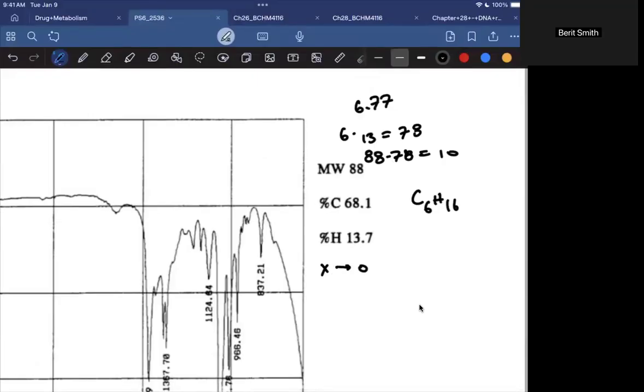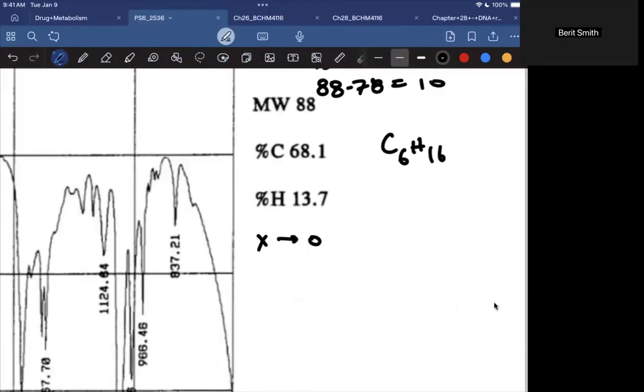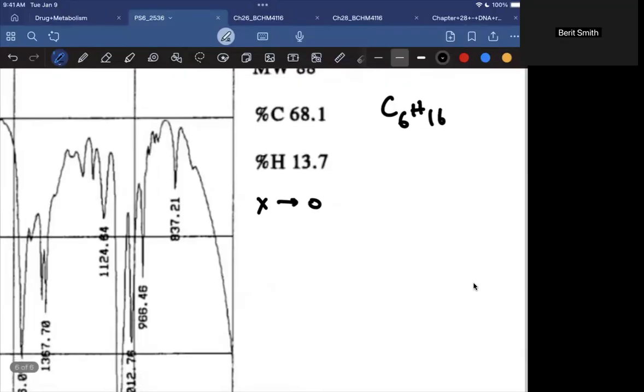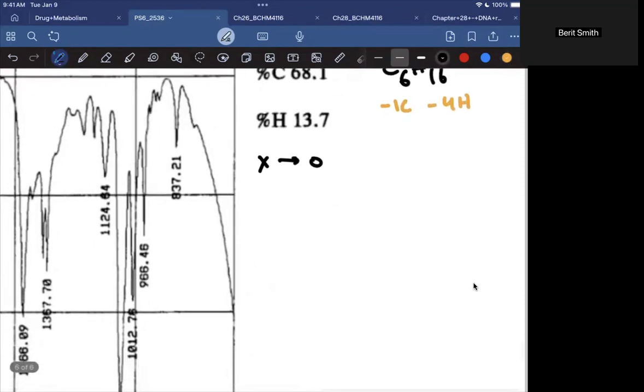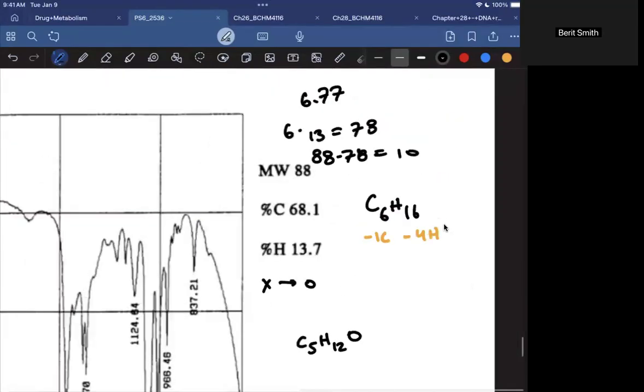So an oxygen has a molecular weight of 16. So that's equivalent to 1 carbon and 4 hydrogens, because carbon is 12 and then hydrogens are each 1. So 12, 1 carbon plus the 4 hydrogens gives us 16. So I can go ahead and subtract that from my molecular formula. So if I do minus 1 carbon minus 4 hydrogens, I would get C5H12O. And this will add up to our same molecular weight.